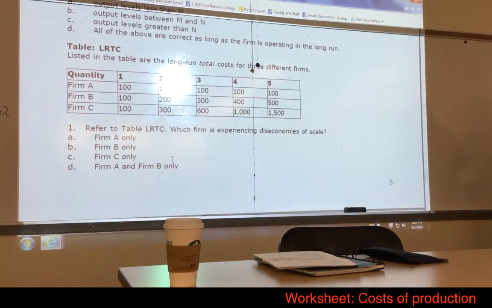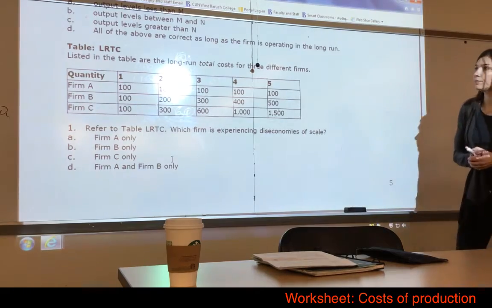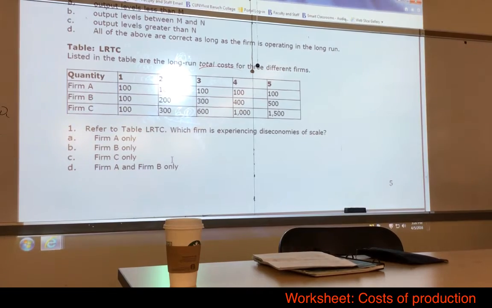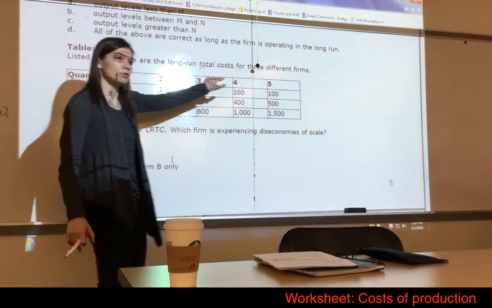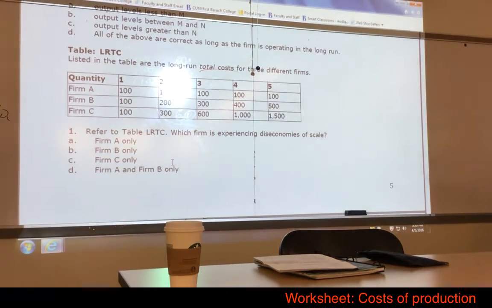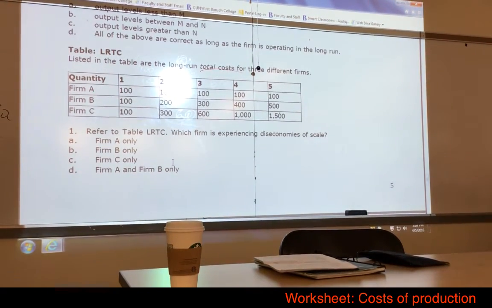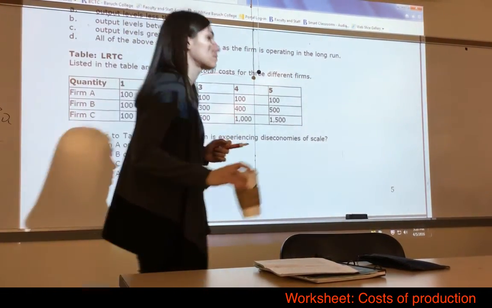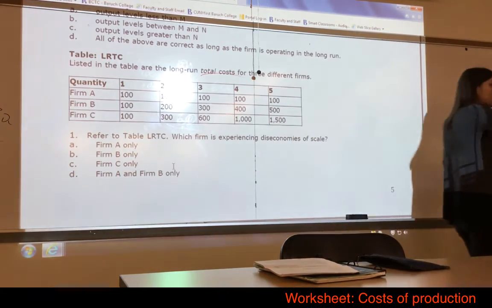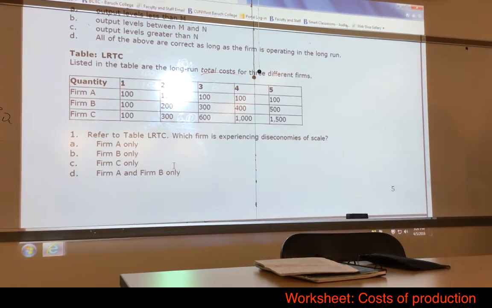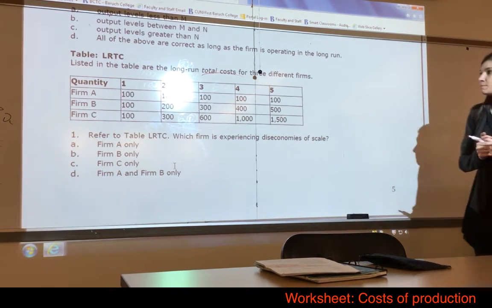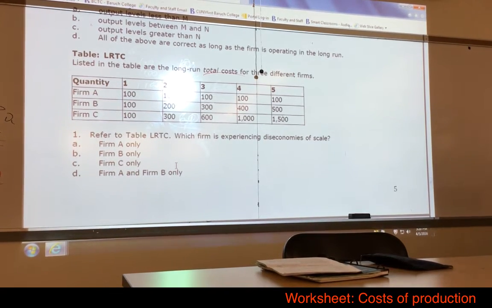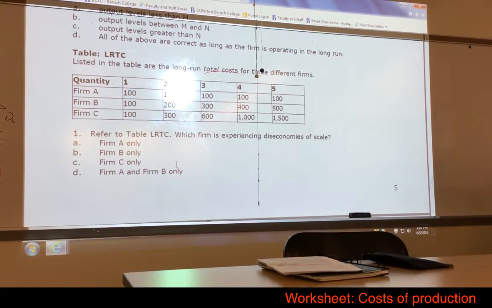Alright. So here we're given the long run total costs for 3 different firms, right? A, B, and C, and at different quantities we're given their total cost. Referring to the table, can you tell me which firm is experiencing diseconomies of scale? Why? Because the total cost is increasing as the output is also increasing. And what's the definition of diseconomies of scale? What happens in that region? As output goes up, what goes up? Which cost?